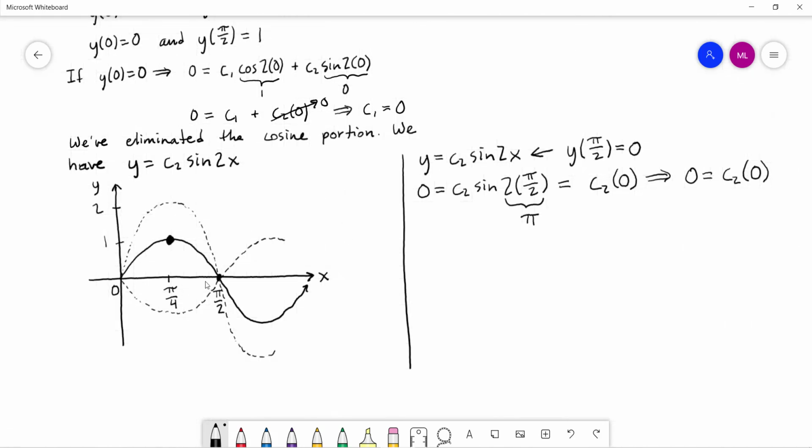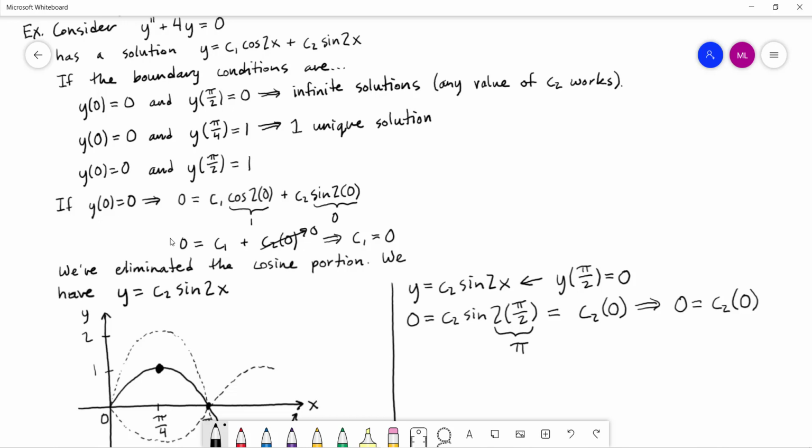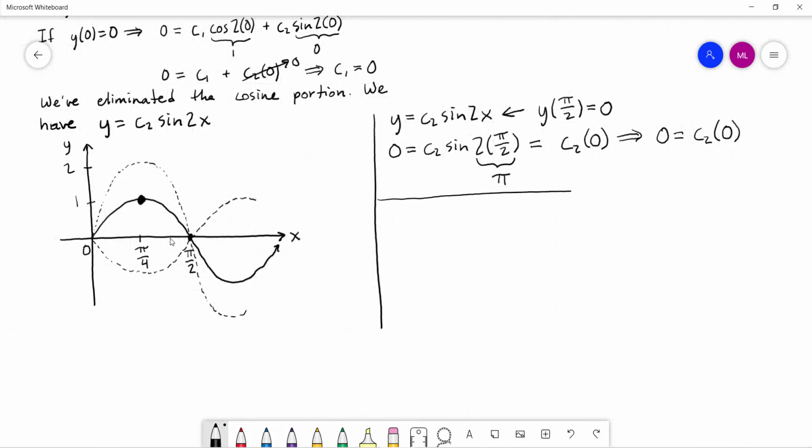Right? Specifying this point wasn't helpful because all the curves go through this point. But specifying this point was helpful because there's only one curve that can go through this point. So in this case, we get one unique solution. And in this case, what we'll find is the value of C2 is going to be equal to 1. So we could check that. What would that look like?